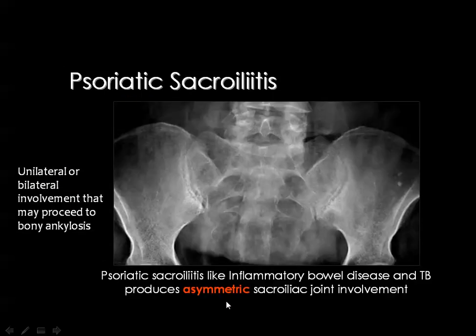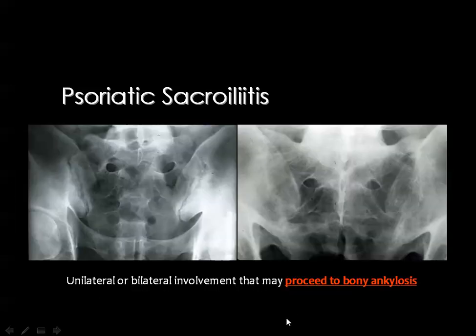Then affection of the sacroiliac joints is also seen in cases of psoriatic arthritis. The affection is usually asymmetric compared to that of ankylosing spondylitis, which is usually symmetric. And you get narrowing of the joint space, irregularity of the articular surfaces, and bone sclerosis of the articular surfaces of the joints. And you know that this psoriatic sacroiliitis may proceed to complete bony ankylosis.